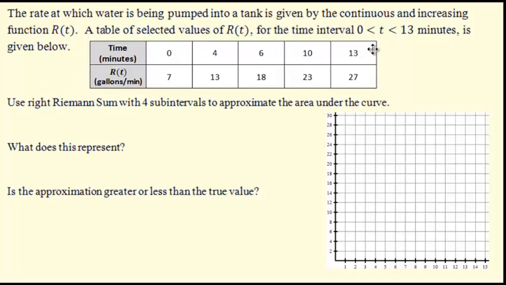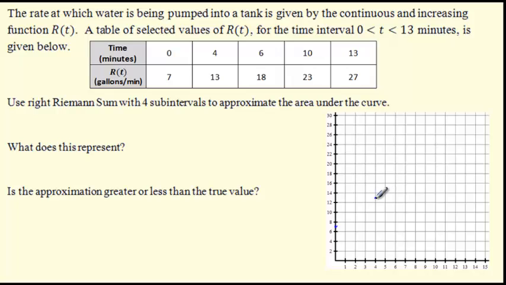Here are some points for 13 minutes. This is how fast I'm pumping it in, the R of t, at some selected times. I don't want you to draw the picture. That's why I didn't give you any graph paper, but I'm going to show you just this first time so you can see these points. So 0 is 7, 4 is 13.